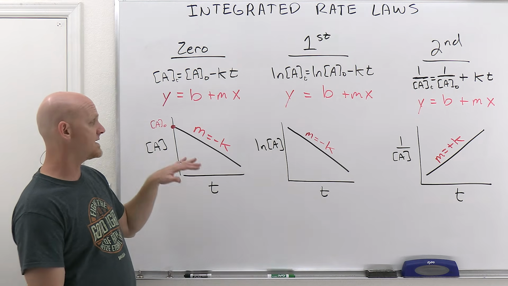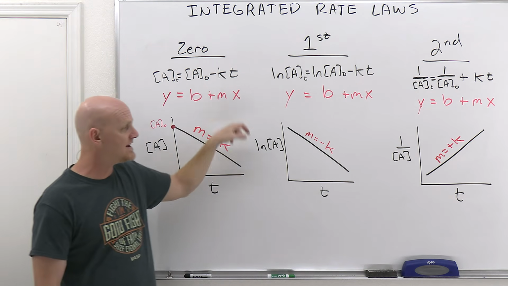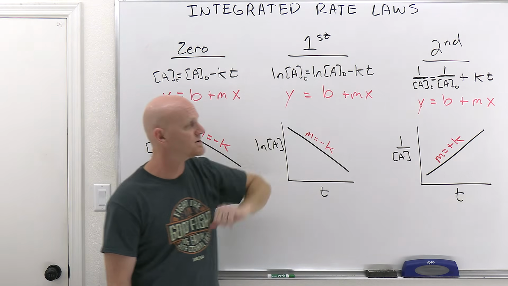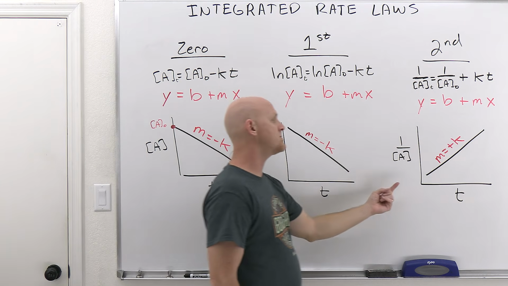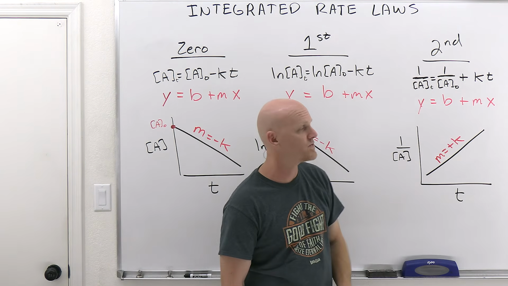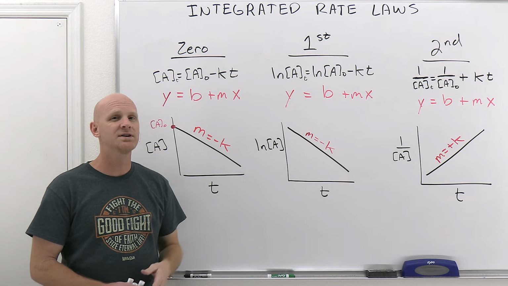You should also recognize that for zero order and first order, the slope of the line is negative. And that's from that negative sign right there in the equation. Whereas for the second order, the slope of the line is positive, uphill, from the positive sign in the equation right there. And these are some of those graphical relationships you need to understand.